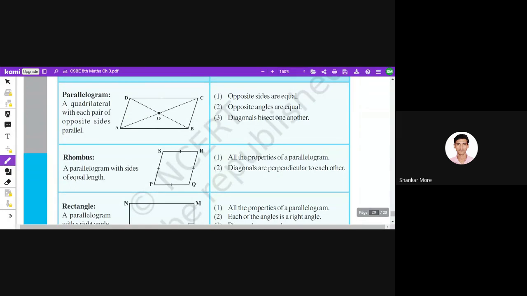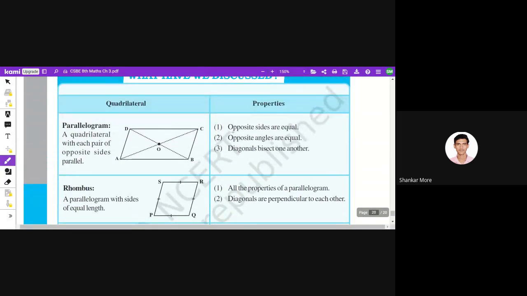So that is a parallelogram, and a parallelogram has these properties. First property is opposite sides are equal. Opposite angles are equal, this equals this and this equals this, right? And diagonals bisect one another. Bisect means this is equal to this and this is equal to this, not necessarily that this portion should be equal to this one, but the portions of the same diagonal are going to be the same.